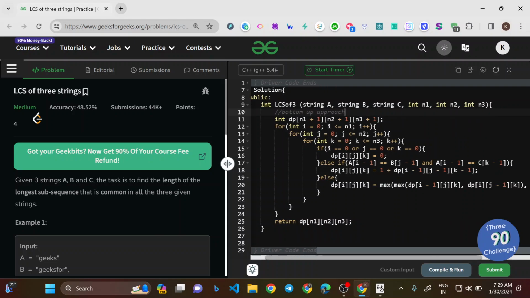The same thing. If you know the LCS code, first write the LCS code for two strings, then put in another dimension. That's it. It will be very easy for you people, right? And another loop as well.